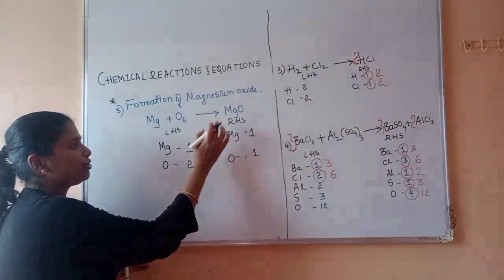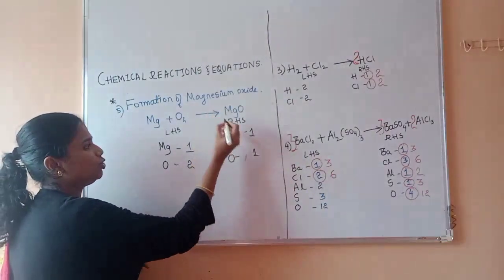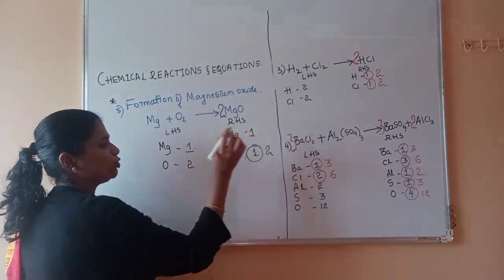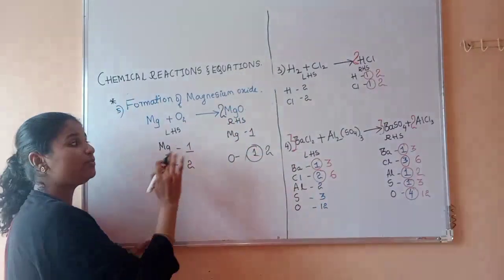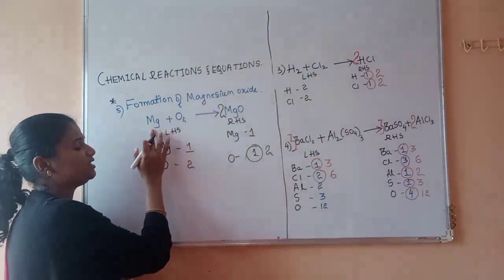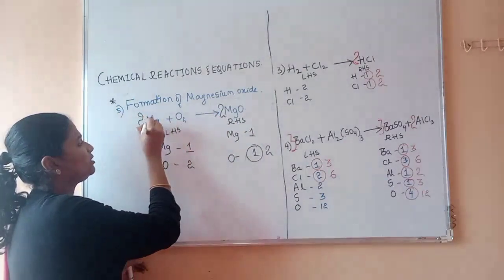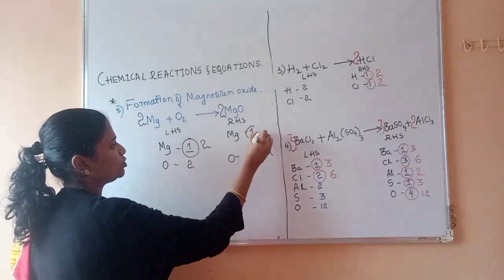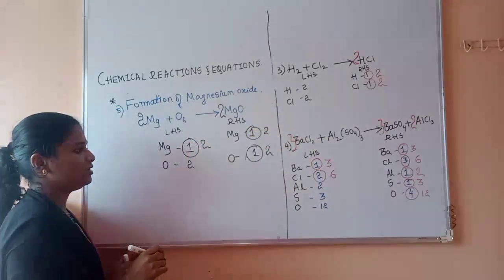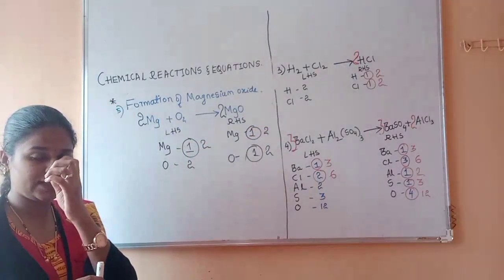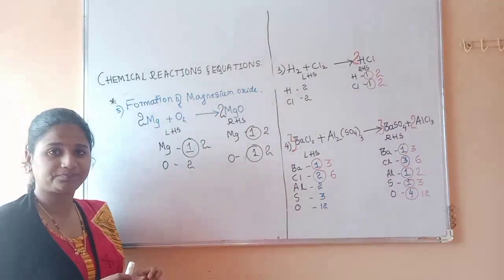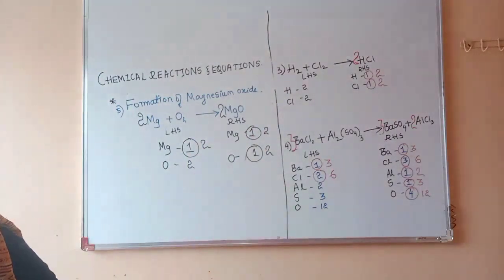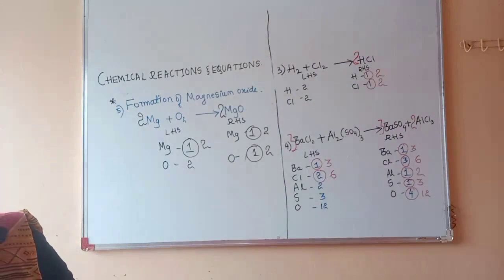So to make it 2, I am writing 2 here. So oxygen changed to 2, but magnesium also changed as 2, but here it is 1. So I am writing 2 here. So this also changed as 2, this also changed as 2. So this is a very simple balancing equation. Okay. Now let us take the last example.